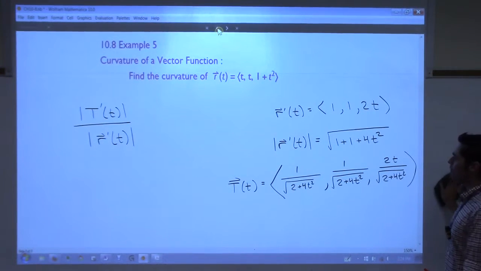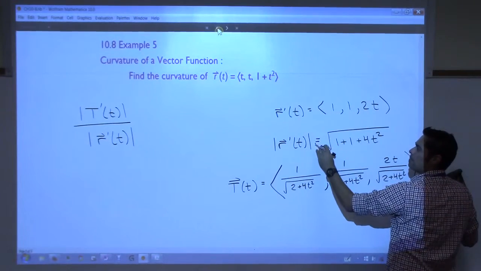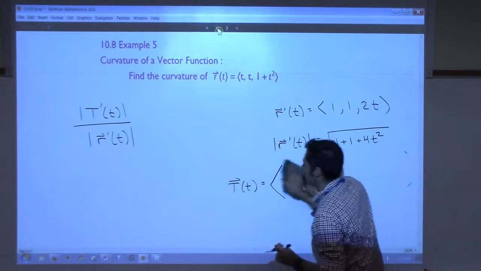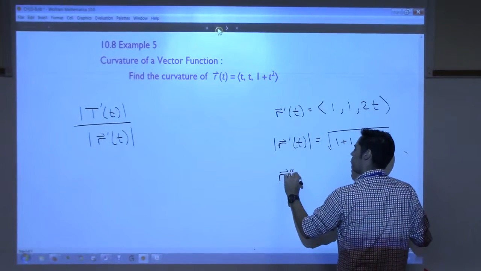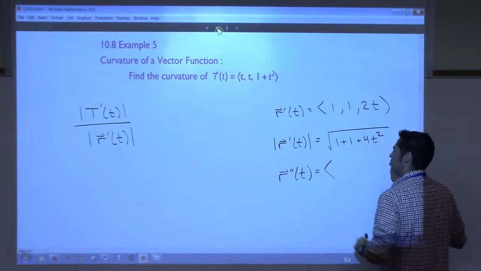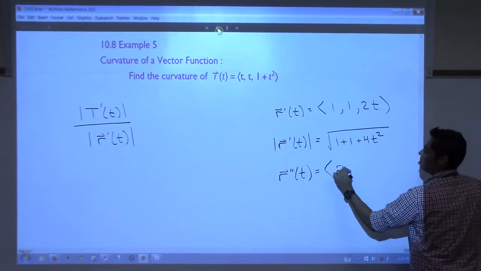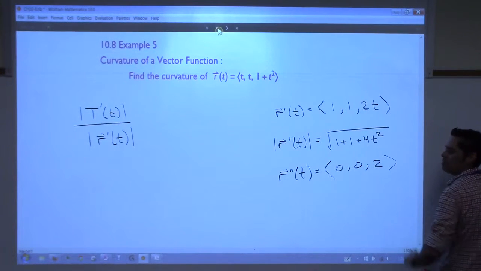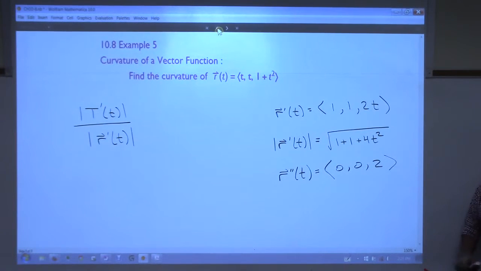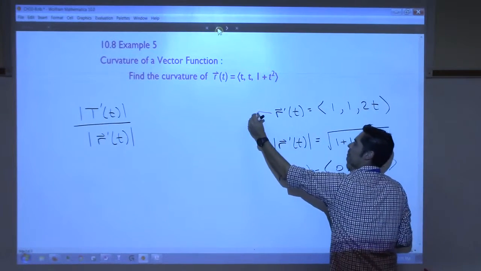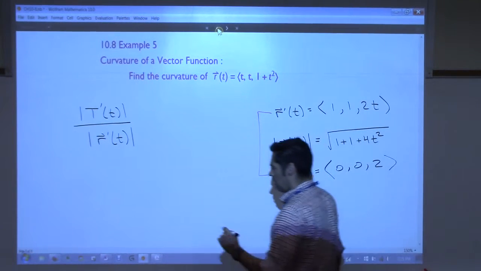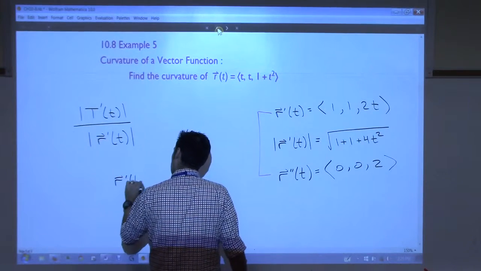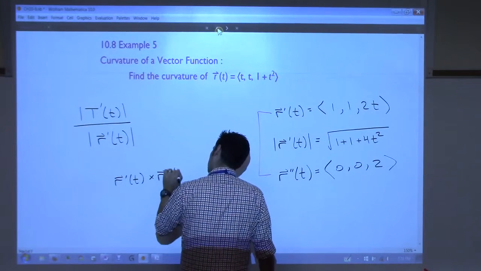So on the other formula, do we need these two? Yes, but instead of this, we use the second derivative also, right? So let me get my second derivative in here. Is my second derivative nice? Oh yeah, 0, 0, 2. And I'm supposed to cross these two together, right? I'm using that formula again. What would r prime t crossed with r double prime t be?